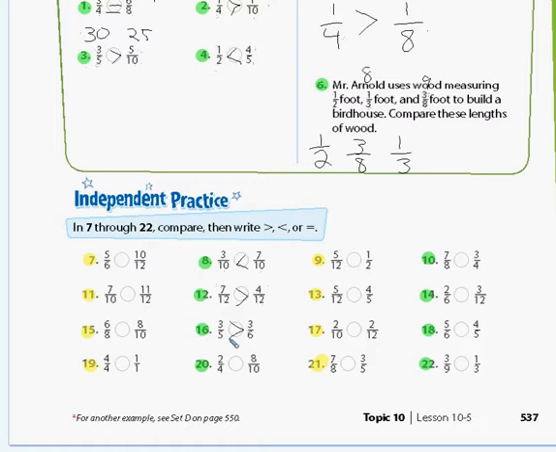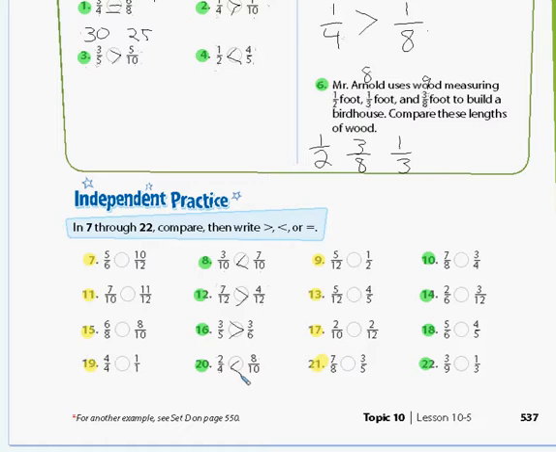On this problem right here, 2/4 and 8/10. I can compare both of those to a half. I know 2/4 is equal to a half. 8/10 is going to be greater than a half because 5/10 is equal to a half, and 8 is larger than half of 10. So 2/4 is less than 8/10.